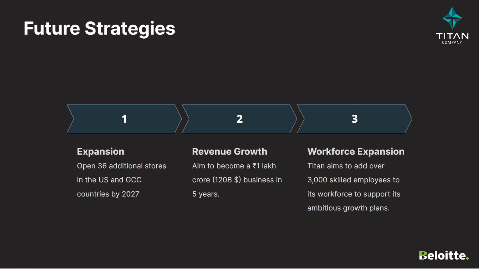So, regarding the future strategies for Titan, they are focusing on expanding, especially globally. They are focusing on improving their growth in terms of revenue, and they are focusing on becoming a 1 lakh crore rupee business in the next 5 years. To accommodate all of this, they are focusing on improving their workforce, and they are adding over 3,000 skilled employees over the next few years to achieve this goal.